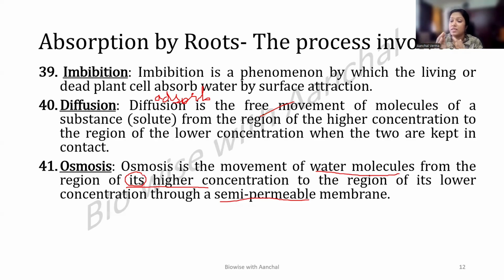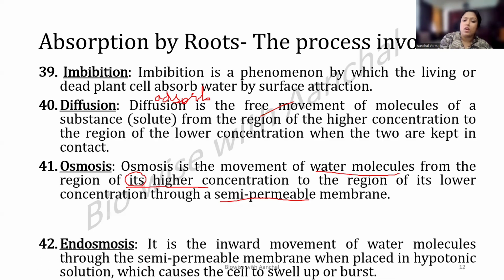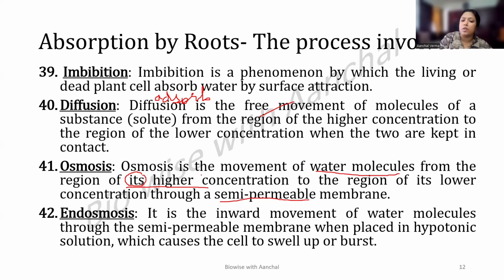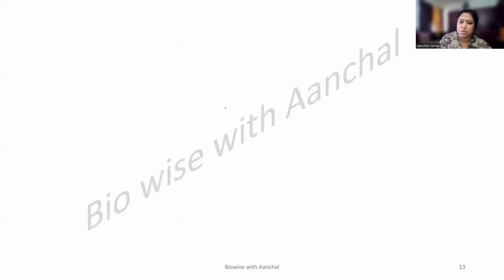If your cell is dilute as compared to the surrounding, water will be given out. Exosmosis will occur. If your surrounding is dilute as compared to the cell, then water will enter into the cell. That is endosmosis. Okay. Endosmosis is the inward movement of water molecules through the semi-permeable membrane when placed in hypotonic solution. Hypotonic solution is what? That is less concentration, dilute concentration. Okay.